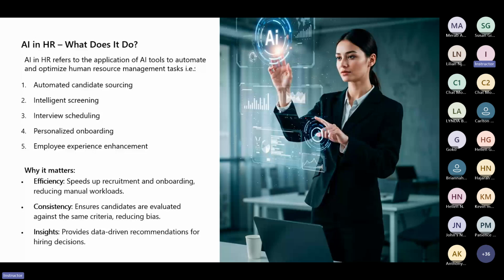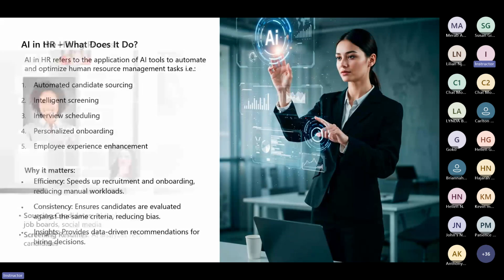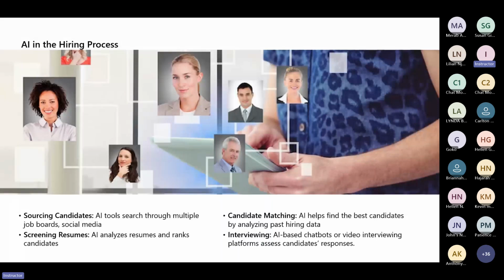So AI, it scans job boards, for example, and the social platforms. It helps to find capable candidates who might not even be actively job hunting. Even then, AI screens resumes in minutes and ranks them also by qualifications and by relevance. So it goes a step further with candidate matching using past hiring data to be able to predict who will thrive in the organization.